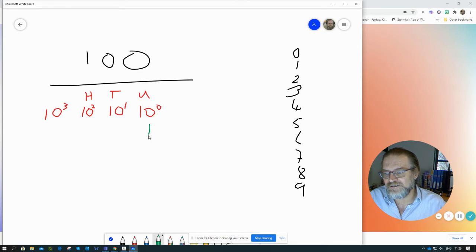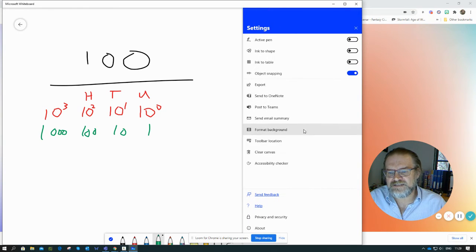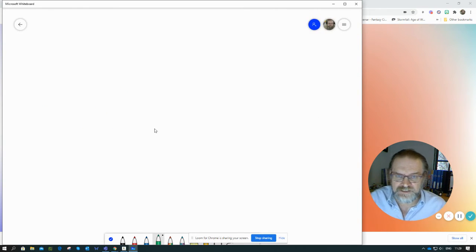So this would be units, that would be tens, and that would be hundreds, and that would be thousands. So if we had a 1 here and a 0 and a 0, and we wanted to work out what that meant, you have 0 in the units column, 0 in the tens column, and 1 in the hundreds column. So you've got 100. Fairly simple, yeah? So let's do something similar, but looking at binary numbers.